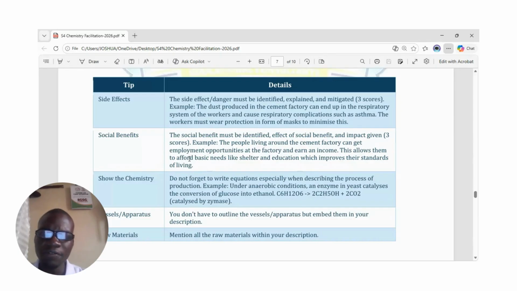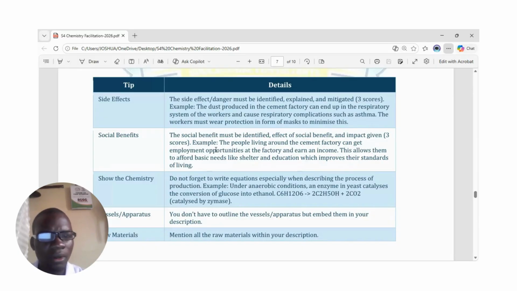Then social benefits. Make sure the social benefit that you are giving is identified. Identify it very well. After identifying it, give the effect of the social benefit. After giving the effect of the social benefit, give us the impact. How is it impacting the people? Effect of social benefit, then impact. And there we are supposed to have 3 scores.